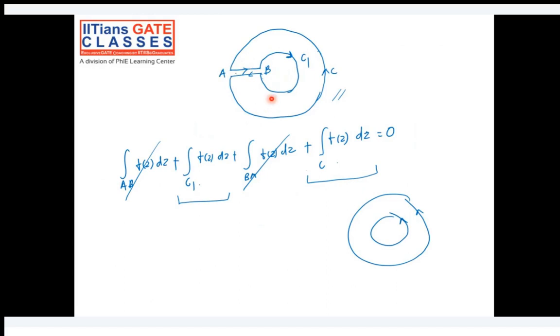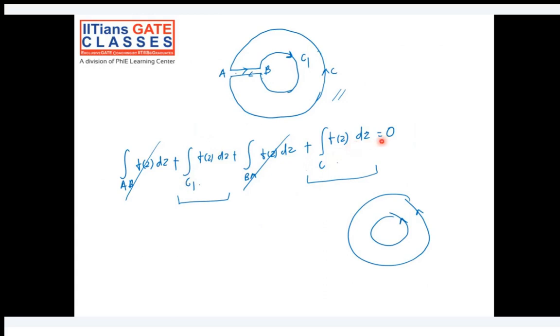So how will the total integral look? Integral from A to B of f of z dz, plus the integral over C1 of f of z dz, plus the integral from B to A of f of z dz, plus the integral over C of f of z dz. The integral from A to B is always equal to minus the integral from B to A, so they cancel out each other. Hence the integral over closed curve C1 of f of z dz plus the integral over closed curve C of f of z dz is 0.